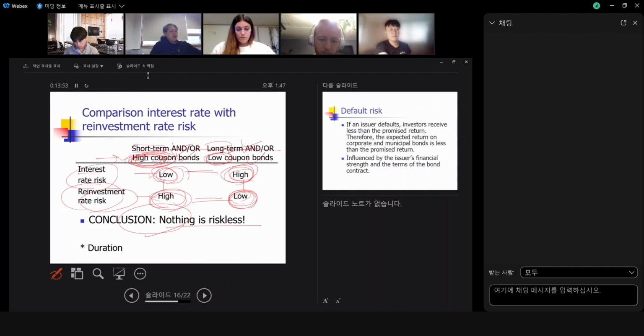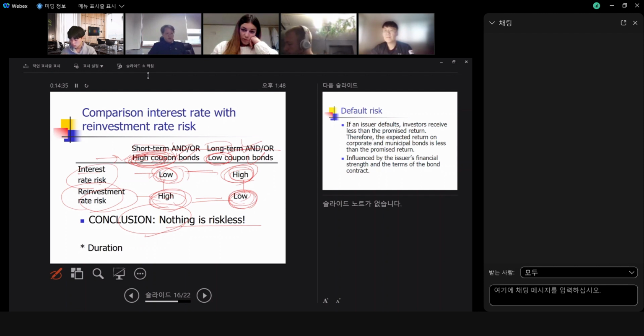Then how can we avoid those kinds of interest rate risk and reinvestment rate risk? By using duration. So we will talk about duration in more detail in the investment class, not in the financial management class. There is an equation to calculate the duration, but at the financial management course level, I will just let you know the definition of duration.